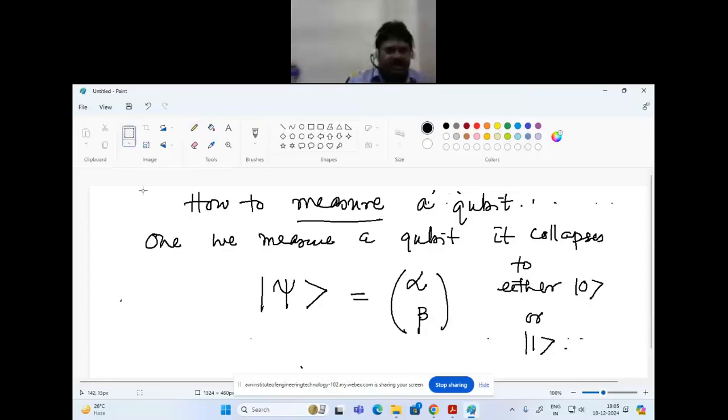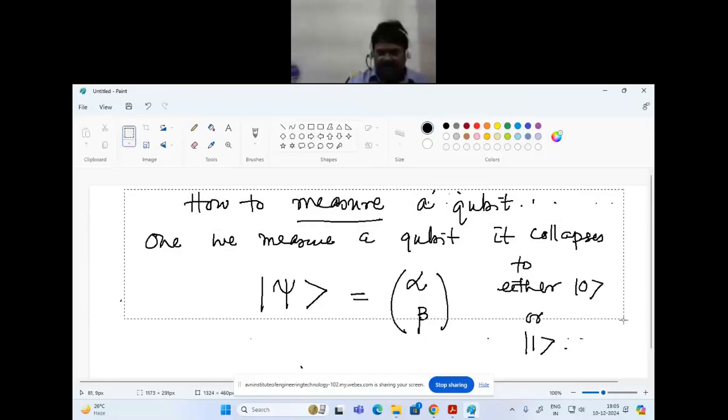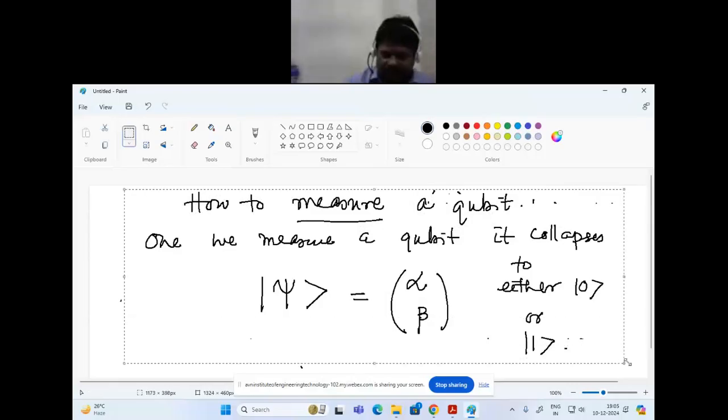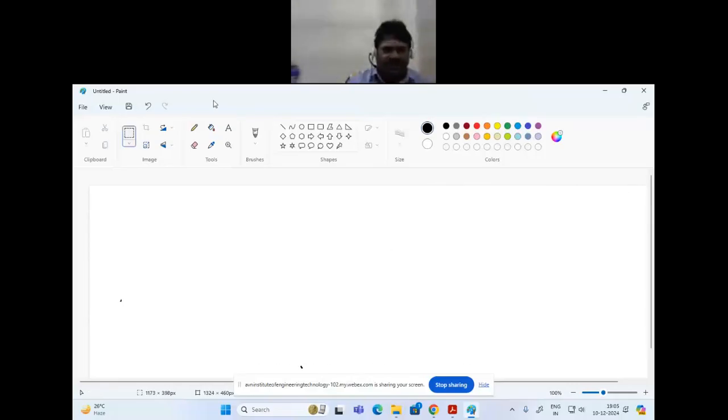It is the same principle as when a photon particle is either horizontally polarized or vertically polarized. If you want the vertical position of that, it collapses to the vertical position. If you want the horizontal position, it collapses to the horizontal position.